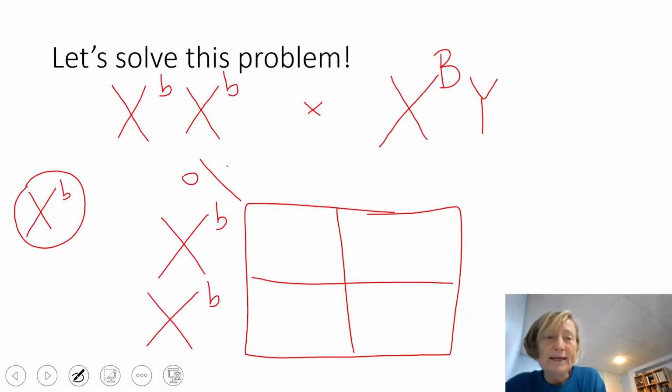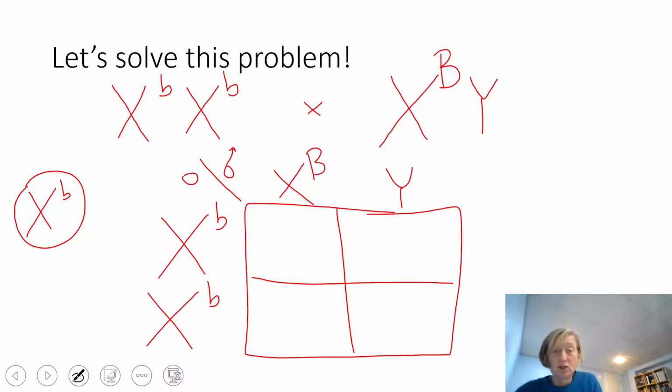The male, when he makes gametes, has his X and Y chromosomes segregate. So one sperm has an X and one sperm has a Y. One of his gametes is an X with a big B, and the other is a Y. They should be made at about equal ratios.